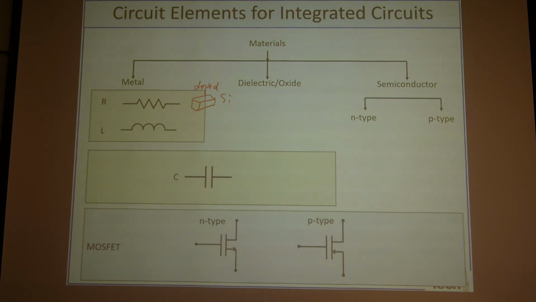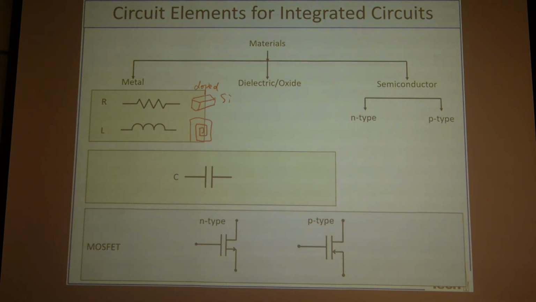If you want to build an inductor, you can also use the metal, and sometimes you need to shape the wire into a spiral to make it an inductor. It's a metal wire, but when the current goes around this loop, according to the right-hand rule, you will have some magnetic field associated with the current flow. So then you can make it an inductor.